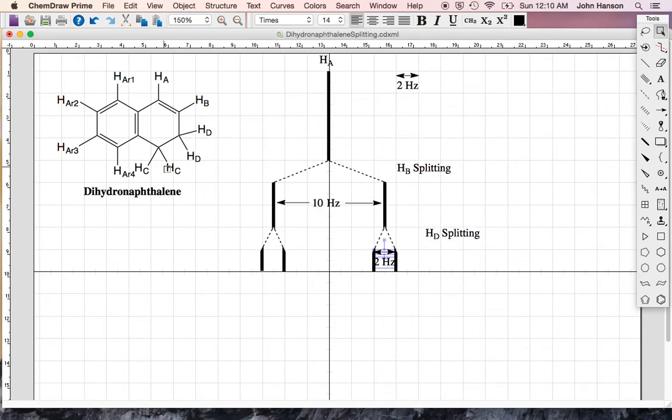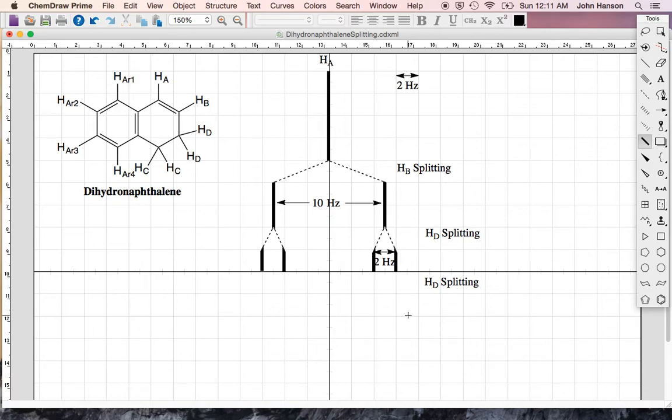But remember, there's 2 HDs, so we have to do another one. So maybe I should make another copy of that and say, okay, let's do HD splitting again. This time, same difference, but now you're going to see something a little interesting happen. I'm going to start at each line. Let's start at this end line here. I'm going to go over 1 hertz.